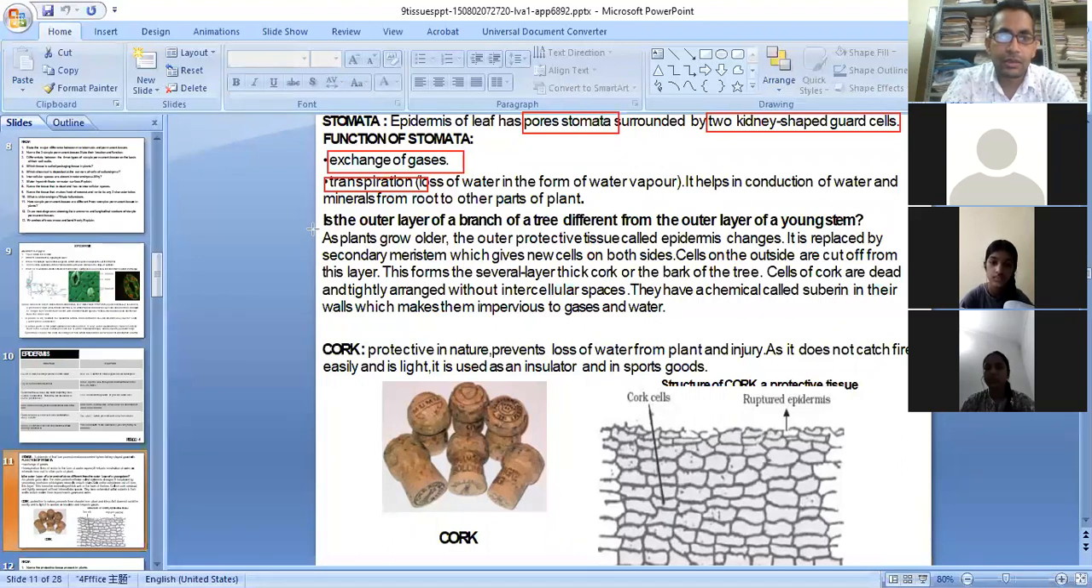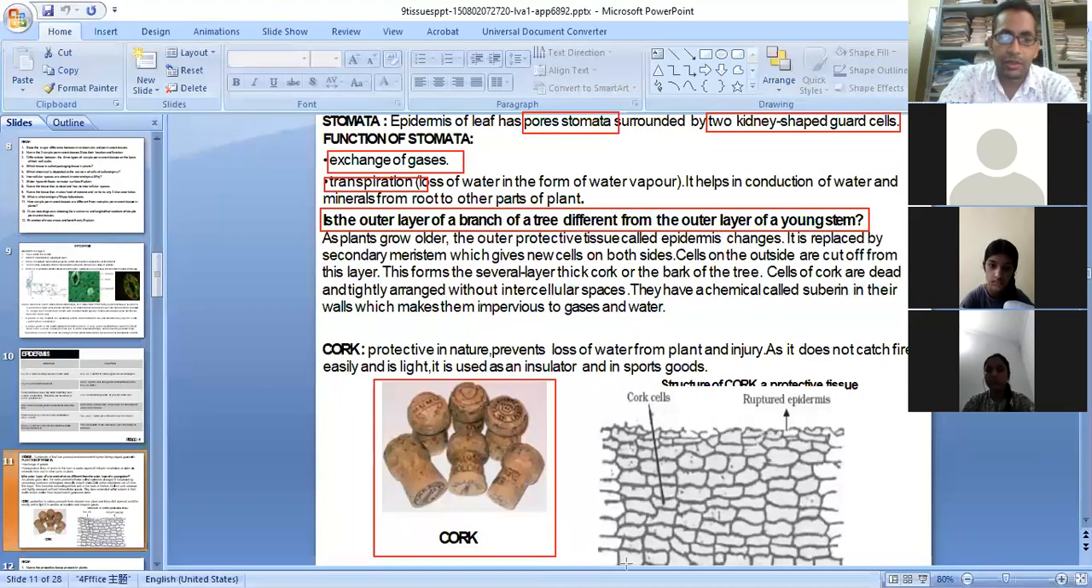And it is the outer layer of the branch of a tree, different from the outer layer of the young stem. And this epidermis forms the cork. You might have seen cork in beer bottles and liquor bottles. It's made out of epidermis. When this epidermis dries up, it forms a cork. This is actually the figure.